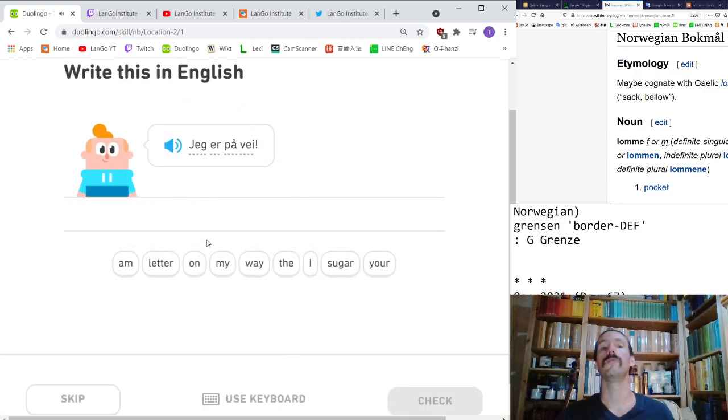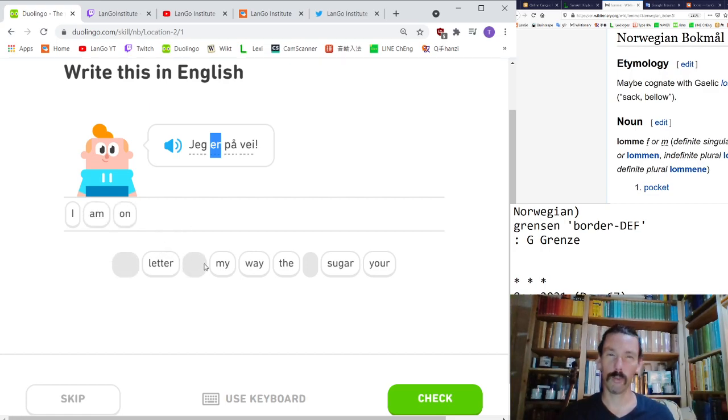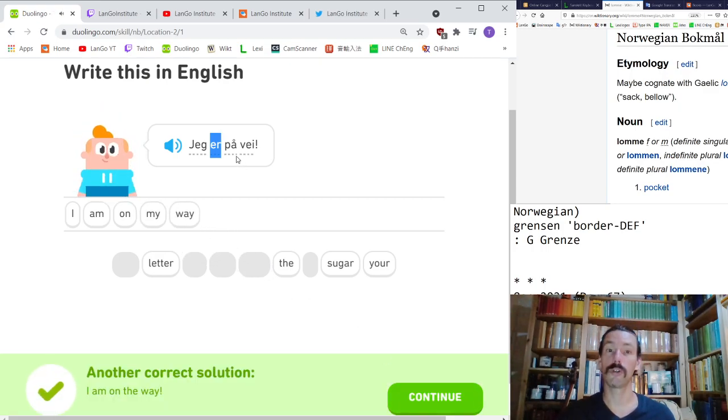Jeg er på vei. På, on. Way. So for am, every inflected form, it's just er in Norwegian. On the way, or on my way. Norwegian just says upon way.